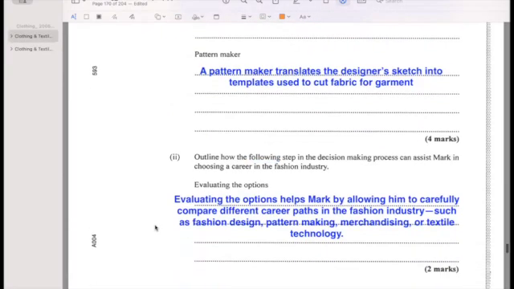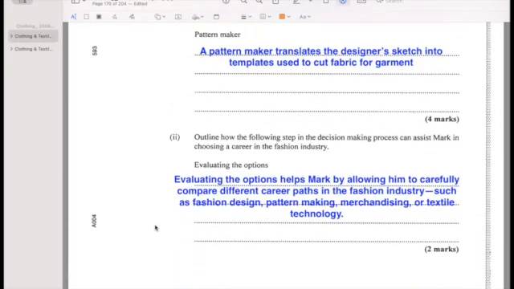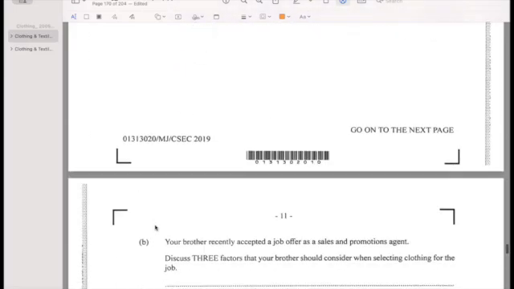Next question. Outline the following steps in the decision-making process that can assist Mark in choosing a career in the fashion industry. And they gave him evaluating the options. What is that? Evaluating the options helps Mark by allowing him to carefully compare different career paths in the fashion industry, such as fashion design, pattern making, merchandising, or even textile technology.